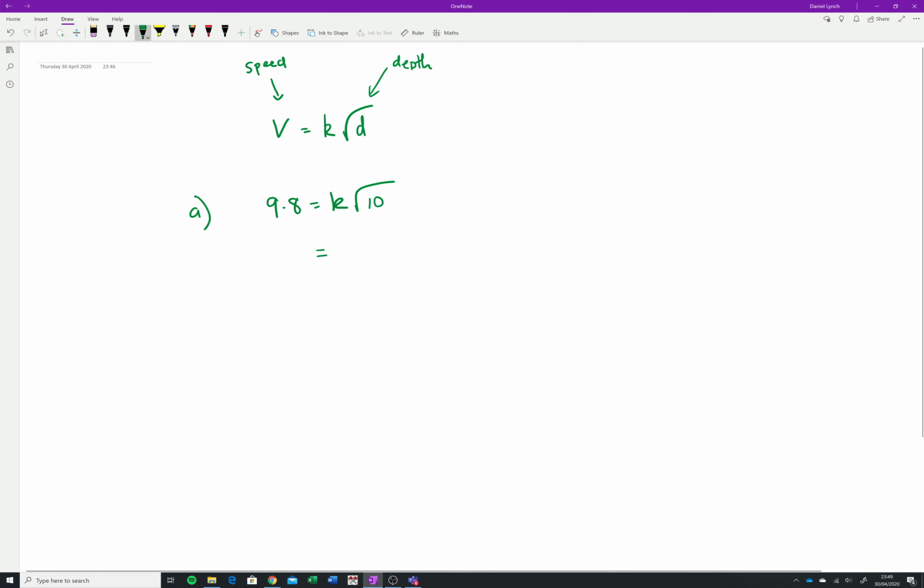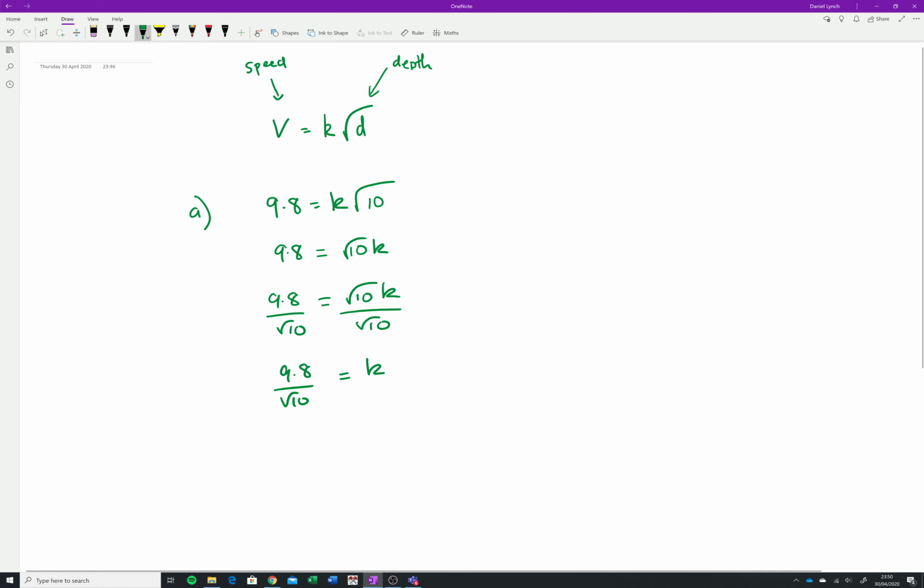Well, how would we get k here? Don't square both sides. That might seem like a good idea to get rid of the root, but it's not really. What we have here is root 10 times k equals 9.8. If I said to you we've got 5k equal to something, you'd say we divide both sides by 5. Applying that logic here, you should be dividing both sides by root 10. So root 10 k divided by root 10 equals 9.8 divided by root 10. So we've got k is equal to 9.8 divided by root 10.